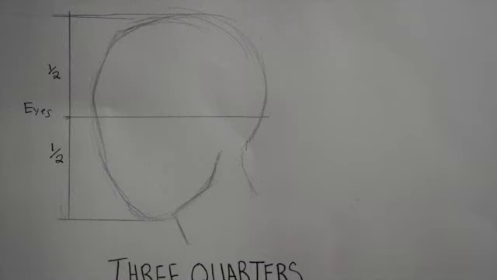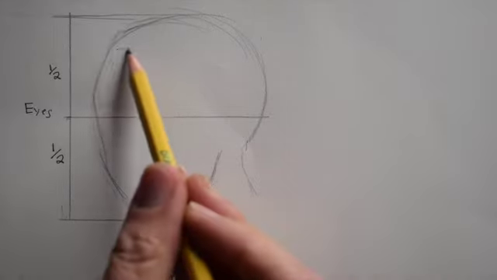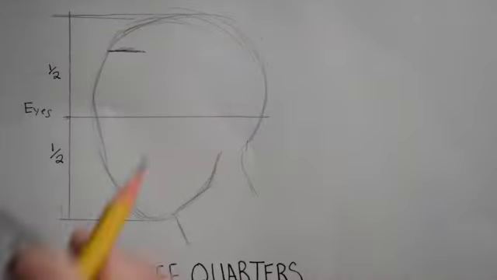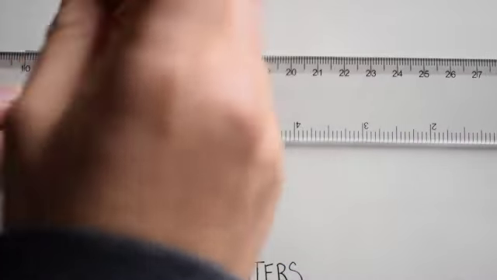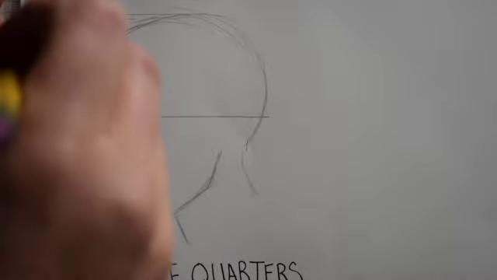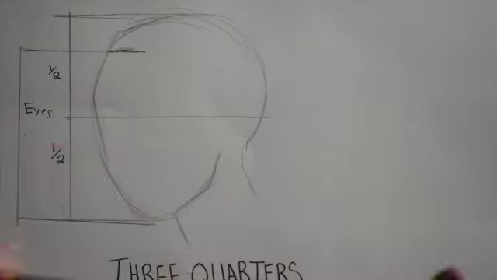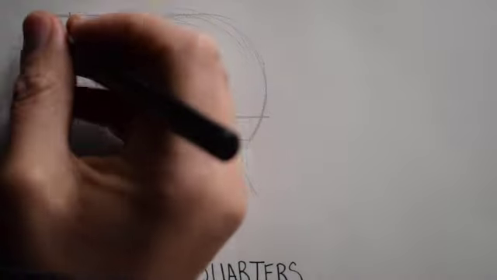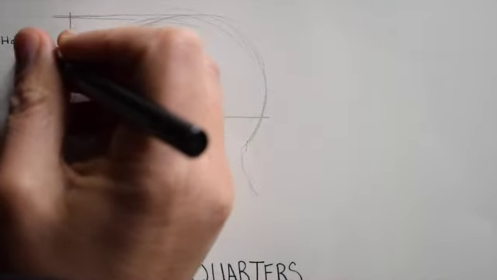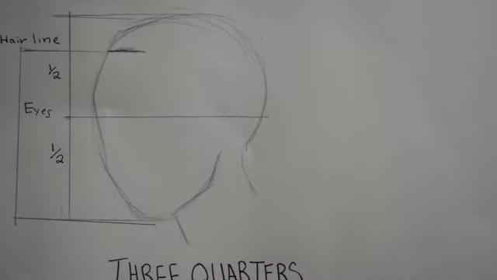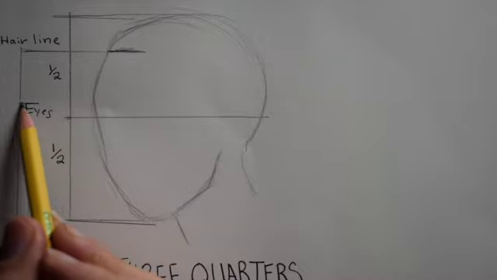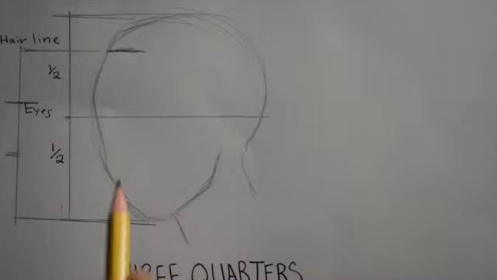But the eyes are still halfway in the head, from the top of the head to the chin. And then remember, you're drawing in a hairline where you think the hairline would start. And going from the hairline to the chin, dividing that into thirds. And I just wrote hairline there. Again, I think it's good to have labels on all these for now.